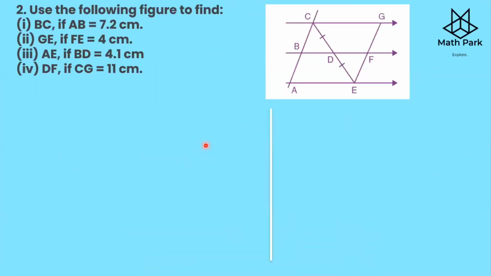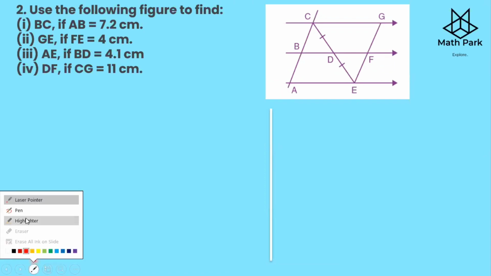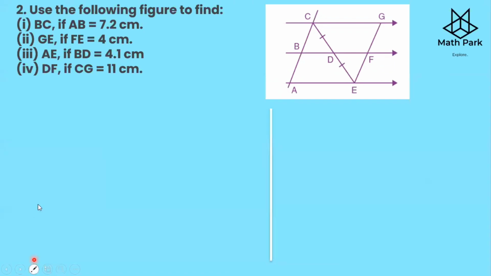We start with question number 2 because the first question is an MCQ. Here, this exercise is based on equal intercept theorem and midpoint theorem both. So let us understand what we mean by equal intercept theorem.